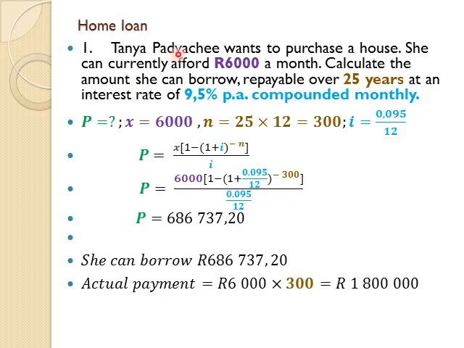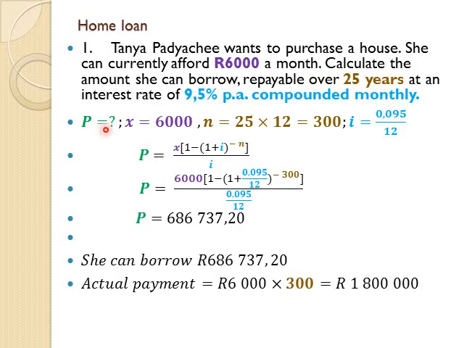Alright, Tanya Padiachi wants to purchase a house. She can currently afford 6,000 Rand a month. So that 6,000 is based on a third of your salary, right? Calculate the amount she can borrow, repayable over 25 years at the interest rate of 9.5% per annum, compounded monthly.